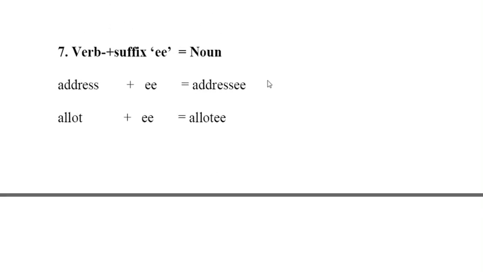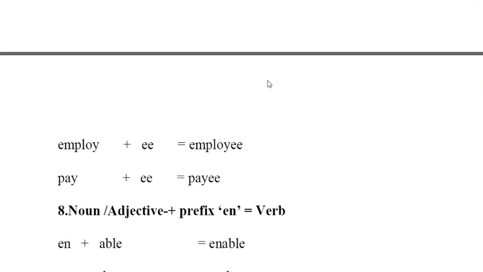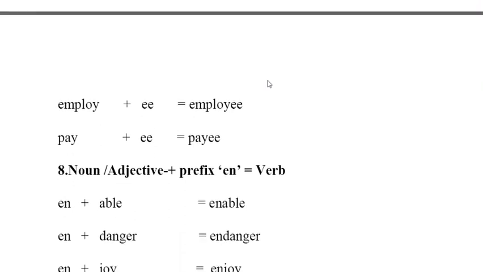Rule number 7 says suffix ee, if it is added with a verb, it becomes a noun. Like allot, allottee. Address, addressee. Employ plus ee, employee. Pay plus ee, payee.